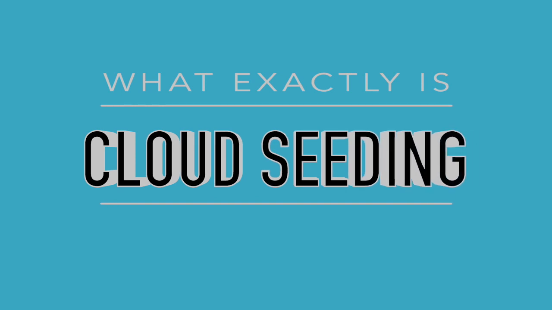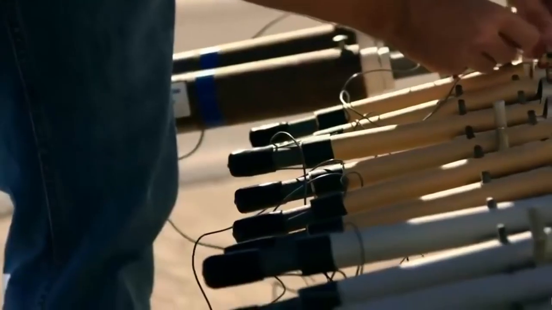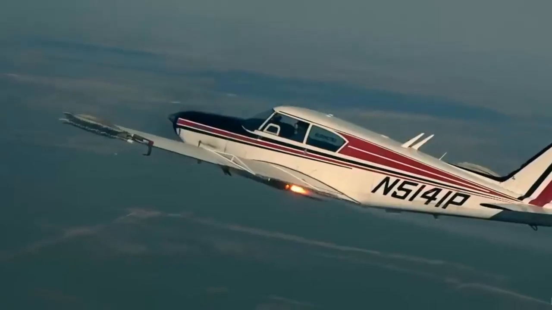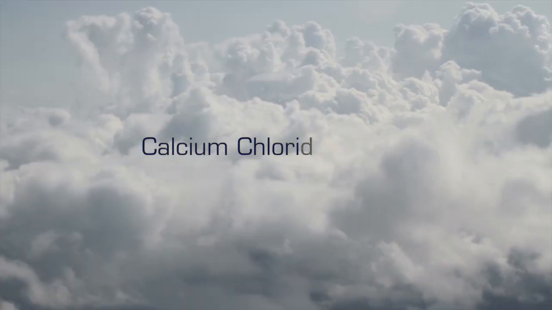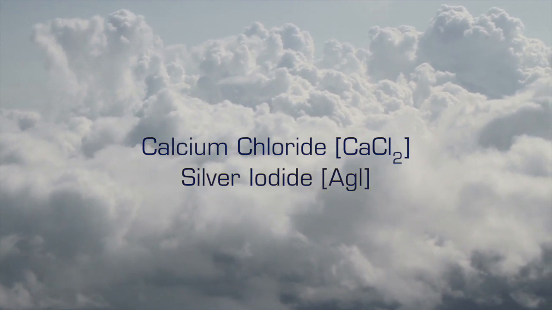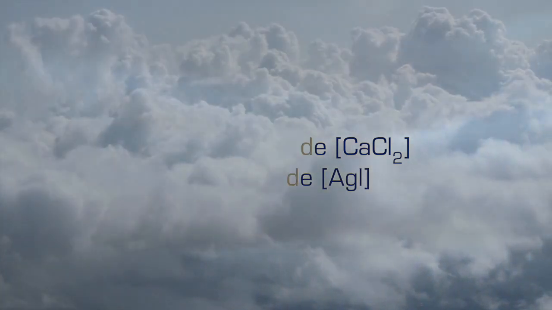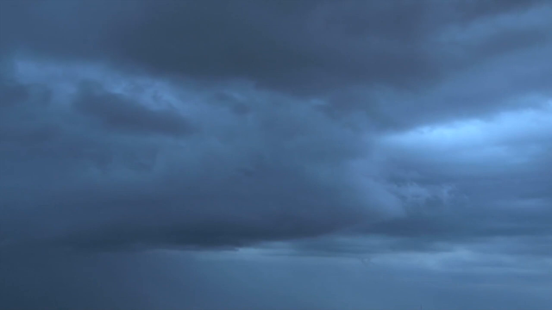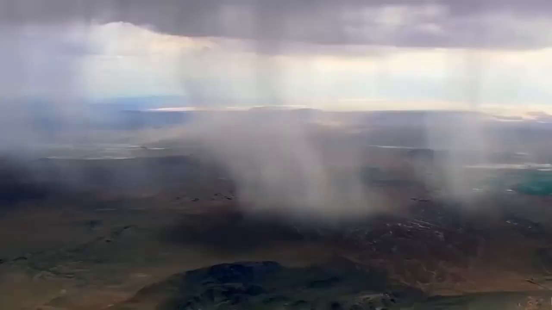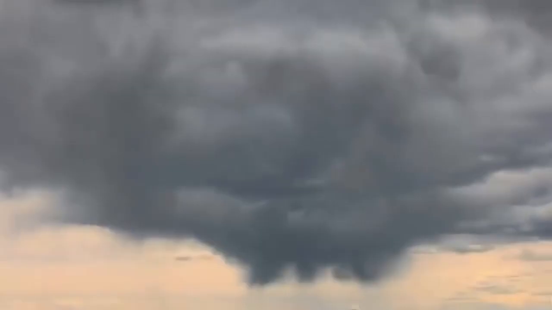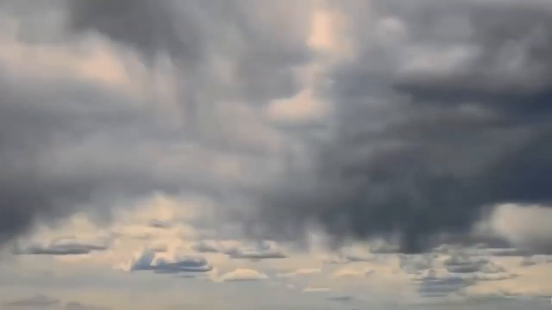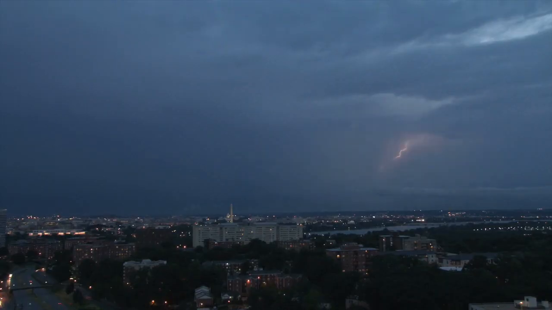What exactly is cloud seeding then? Cloud seeding is a process of introducing microscopic particles or aerosols like calcium chloride or silver iodide into the clouds, which alter the microphysical processes within the cloud. Once these particles are induced, raindrops start forming, leading to natural rain.